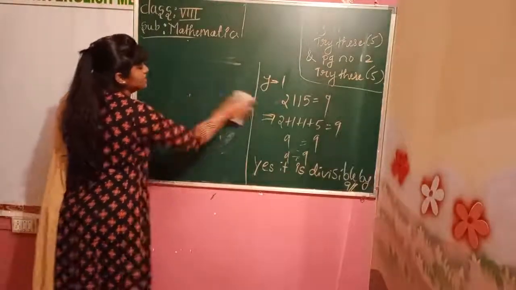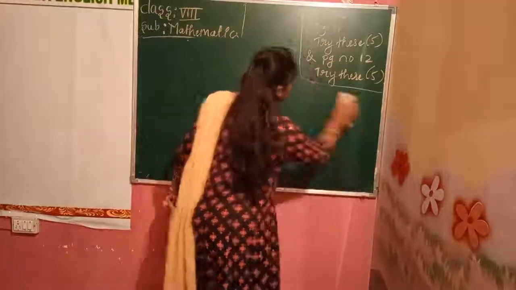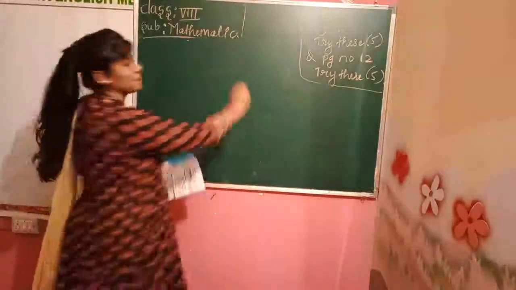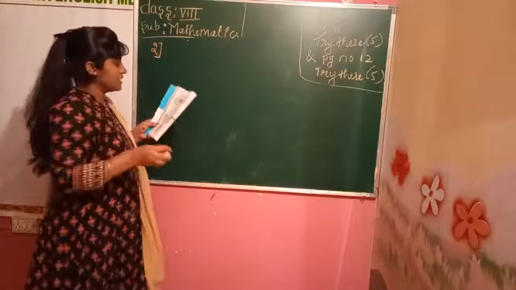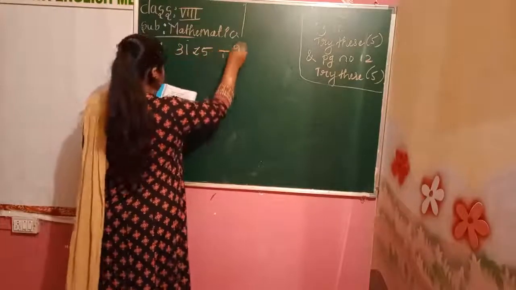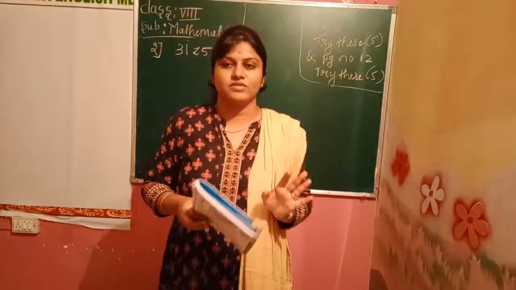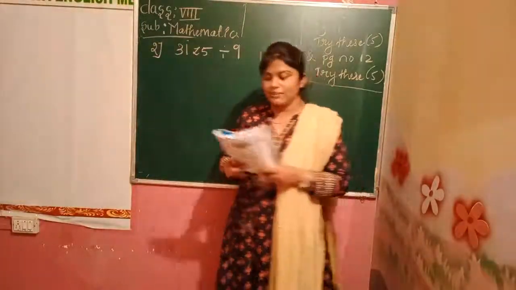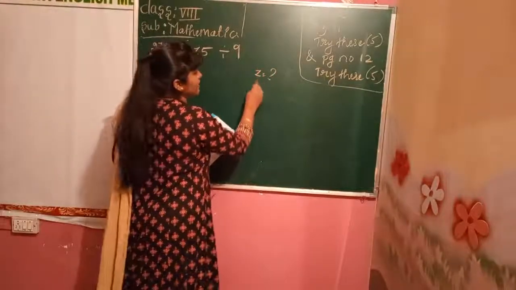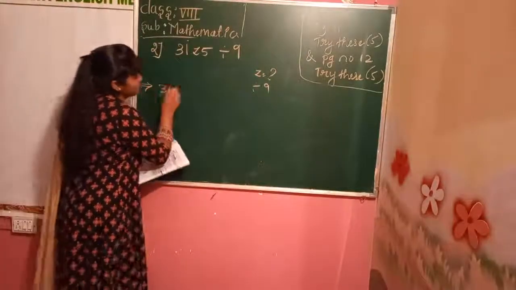Please copy it in your classwork, children. Second sum, we'll move on to the second sum. Second one: 3 1 Z 5 divisible by 9. We have to check divisibility by 9. They have given divisibility by 9 only. Now 3 1 Z 5, we have to find out the value of Z and after that we have to find out divisibility by 9.